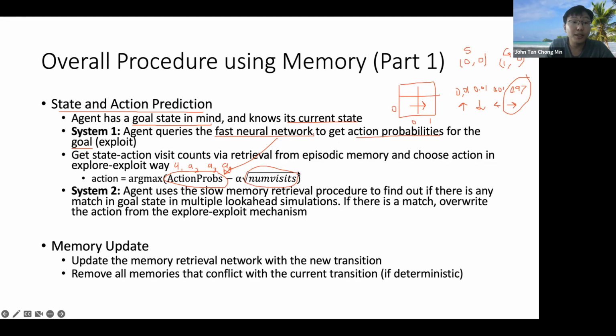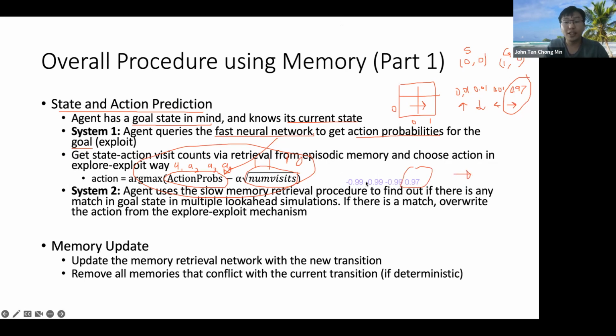Okay, so these visits will basically tell you how much of the states you have visited so far. So let's say if I have done up, down, and right, maybe my visit count is 1, 1, 1, 0. Basically, the more times you visit, the less you want to choose the action. So we take these two things and you sum this up. Let's say we have 0.01, 0.01, 0.01, 0.97. We will get minus 0.99, minus 0.99, minus 0.99, and then 0.97. So what we'll do is we'll pick the argmax of this. We'll pick this action here, which is right.